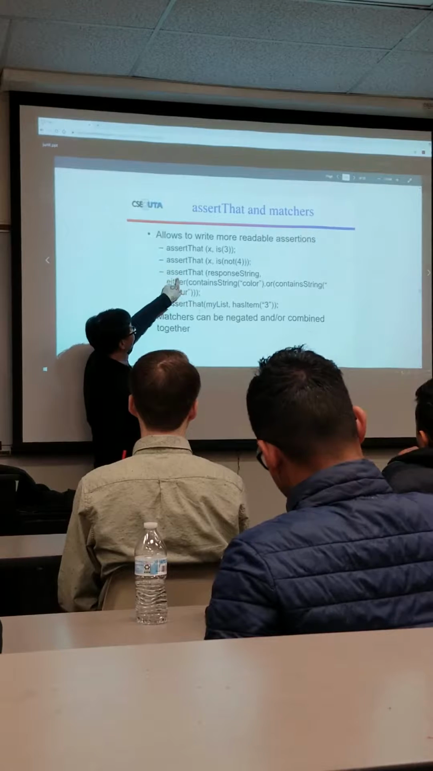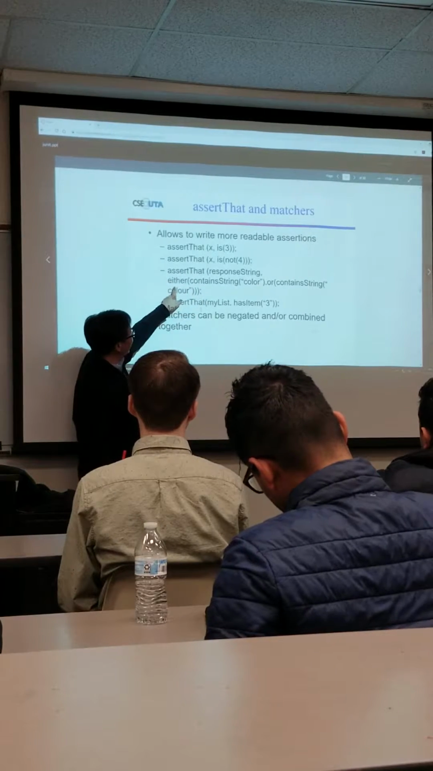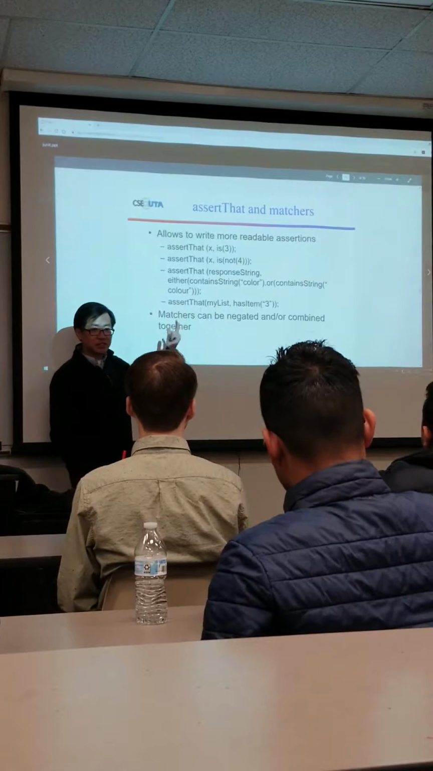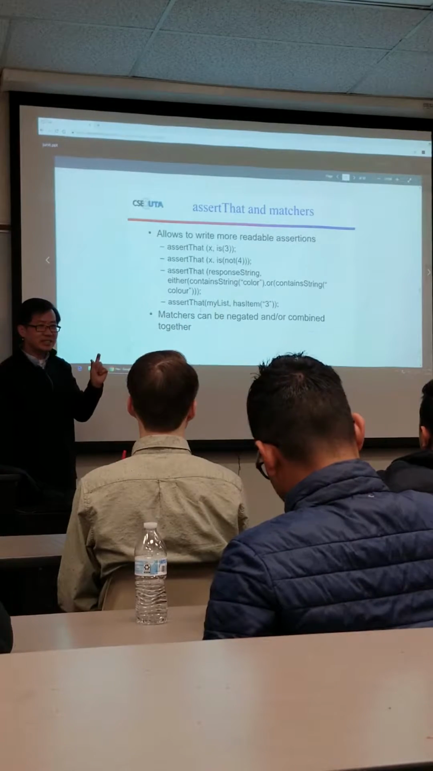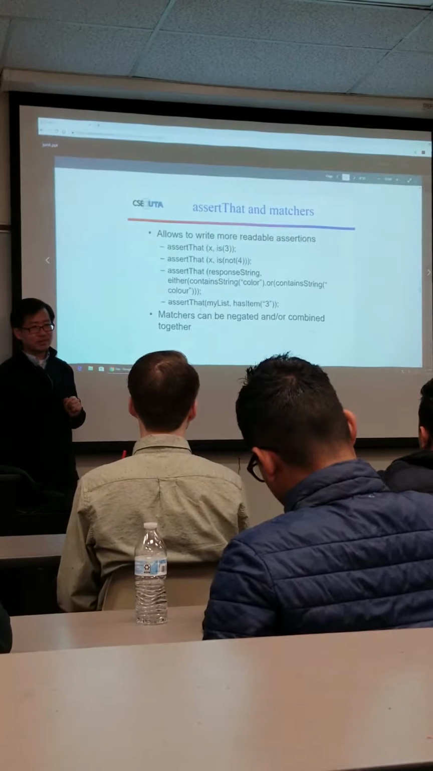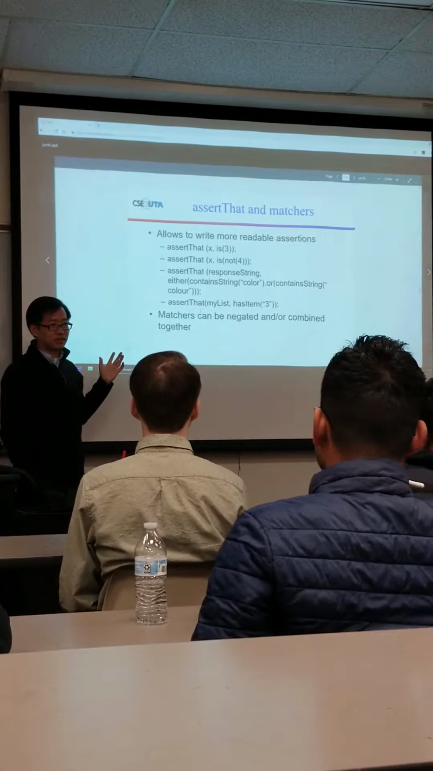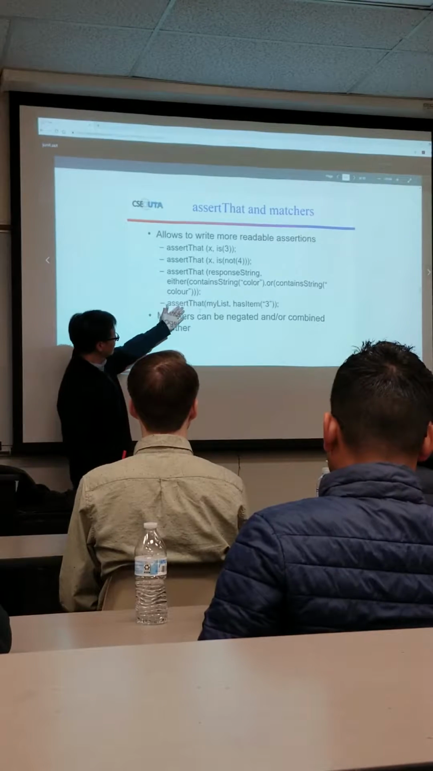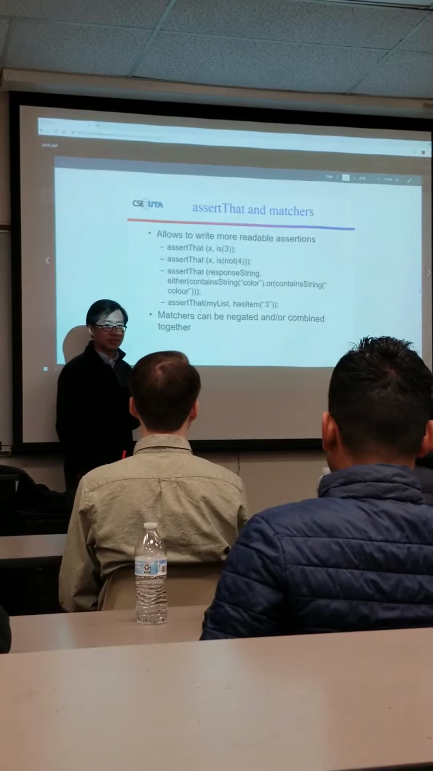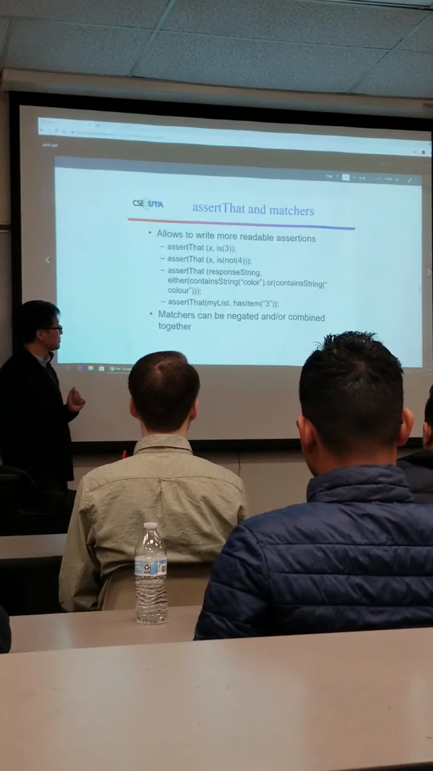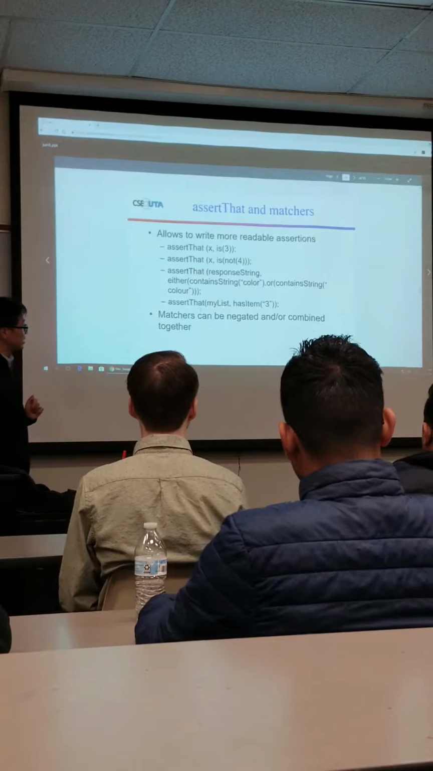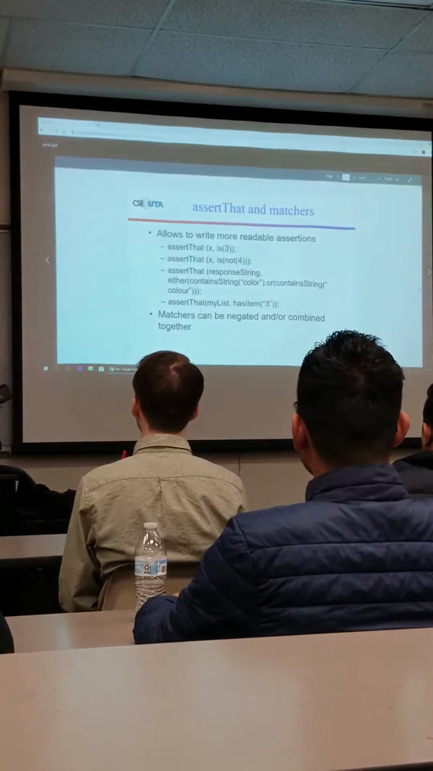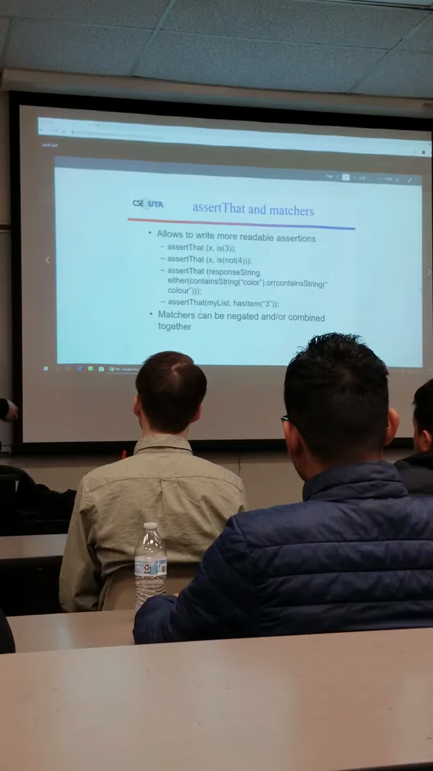Okay, assert that the response string either contains string "color" or contains string "colour", different spellings. But as you can see, you can read it out. That's the whole idea of that. We've got the matchers, okay? So that my list has items 3. Very straightforward. The matchers can be created and combined together. We're probably going to come back to this issue.